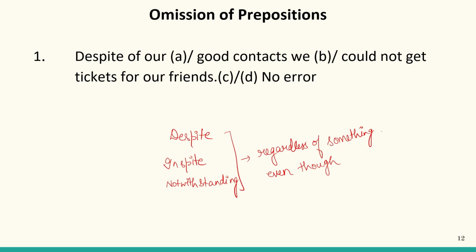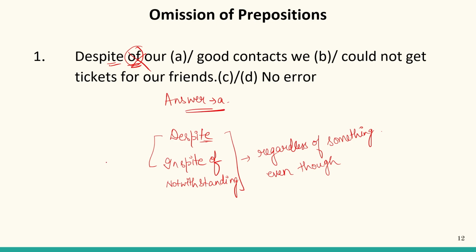Now this word in spite is always followed by a preposition of, whereas despite cannot be followed by a preposition of. So this is the difference between despite and in spite. In this sentence, we have a preposition of after the word despite, which is incorrect. We can use in spite of, or we can use despite. So here the correct answer will be A, because this part A contains the error.